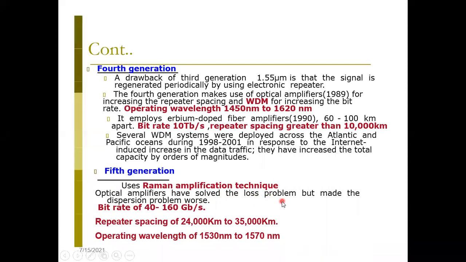So the attenuation loss could be solved by amplification. Once we amplified, the attenuation problem was solved. But here you can see they made the dispersion problem worse. One problem was solved, and another came up. So by the 5th generation, we have solved the problem of attenuation, but the dispersion problem still exists.